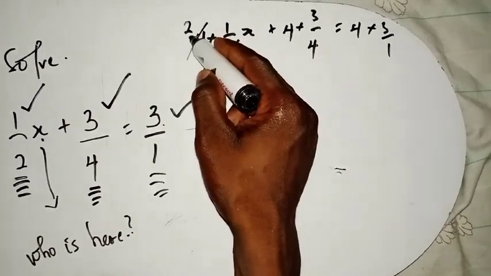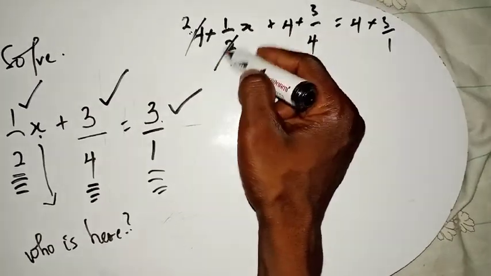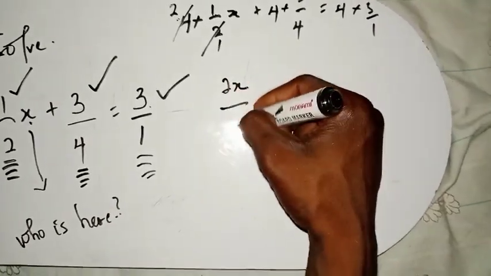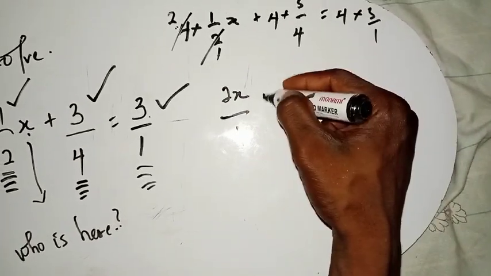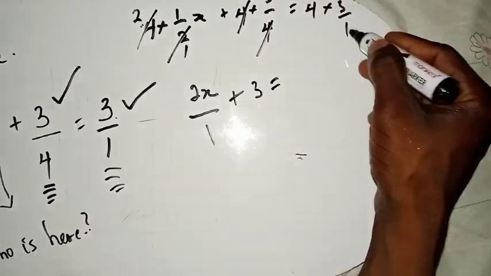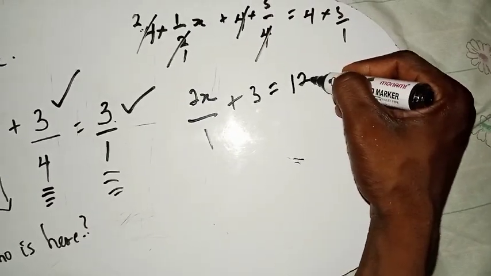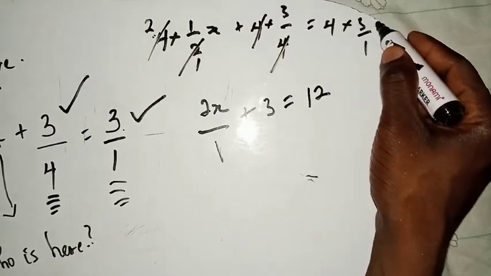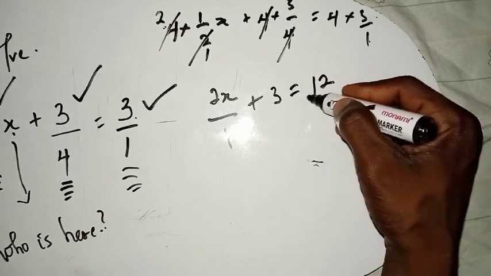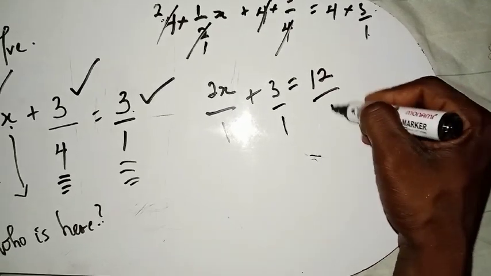So here we have 2 left. So 2 multiplied by 1, that's the 2x, divided by, let's say, 1. For simplicity, this will cancel this. Here we are left with 3, and then everything is going to be equal to 12, right? Because 4 multiplied by 3 is 12, divided by 1, it is still 12, right? So let me maintain this 1 here.